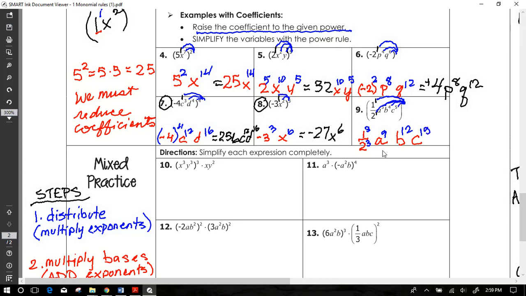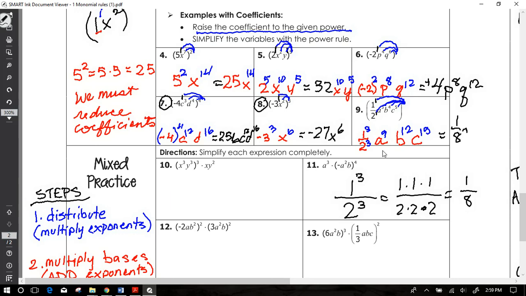Now the only thing here that I'm really left to reduce is the number. So I have 1 cubed over 2 cubed, which really looks like this. 1 times 1 times 1, 2 times 2 times 2. It should be times. So 1 times 1 times 1 is 1, 2 times 2 is 4, and then 4 times 2 again is 8. So 1/8 is what I get for my fraction. And then I keep A to the 9, B to the 12, C to the 15. And that's it.